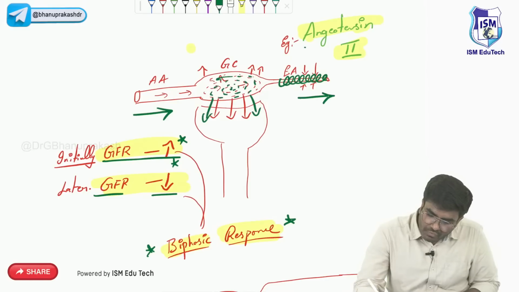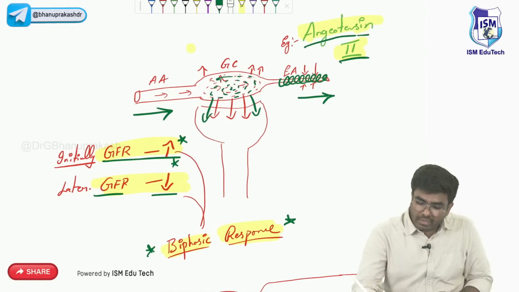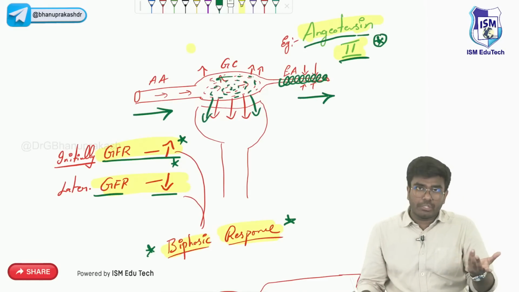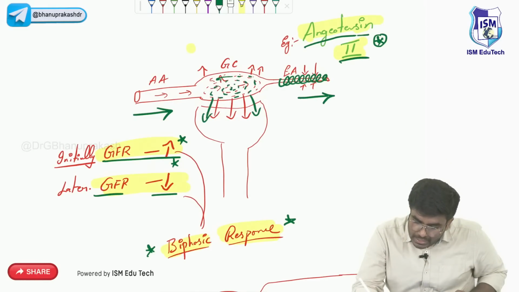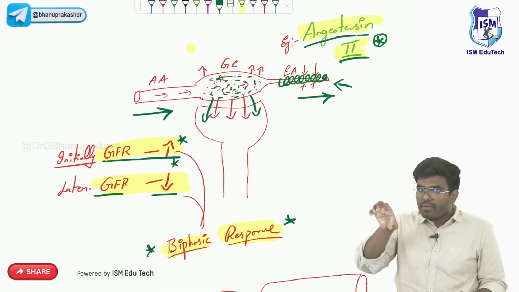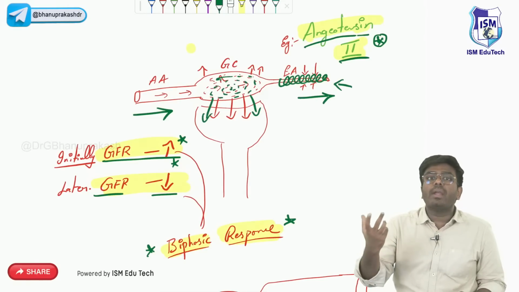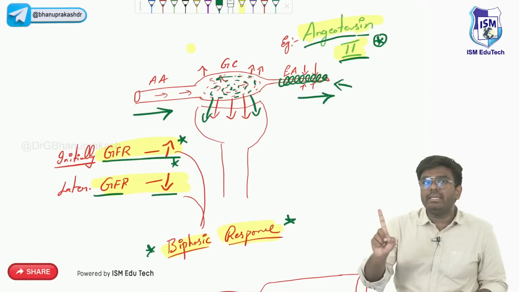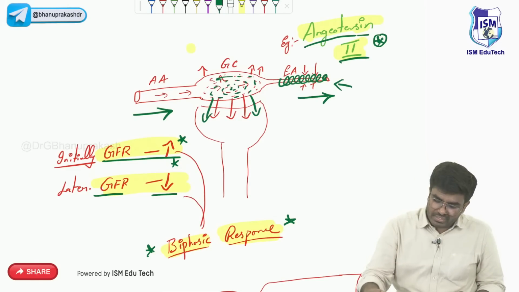So constriction of the efferent arteriole. Whenever you use drugs like angiotensin 2, with the help of angiotensin 2 you can actually constrict the efferent arteriole. Angiotensin 2 causes efferent arteriole constriction. When the efferent arteriole is constricted, what happened to GFR? GFR initially increases, later decreases. This is a biphasic response.